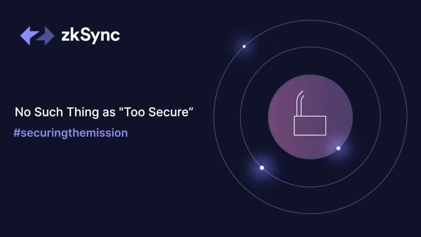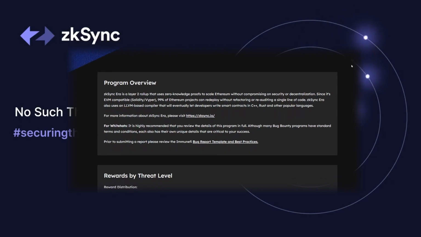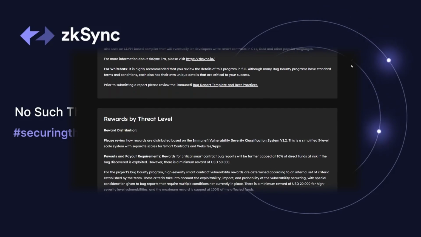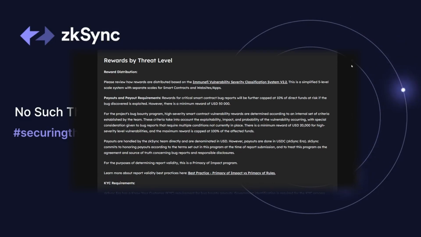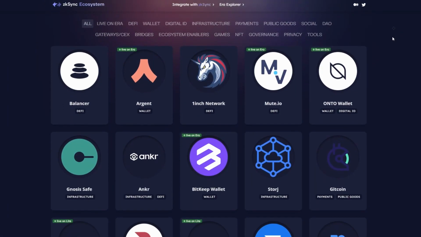The project is constantly undergoing various security audits, and no critical comments are detected. Despite this, the team, together with Immunify, announced a vulnerability search program, and the reward is more than $1.1 million. And now all layer 2 assets are in the coverage area.